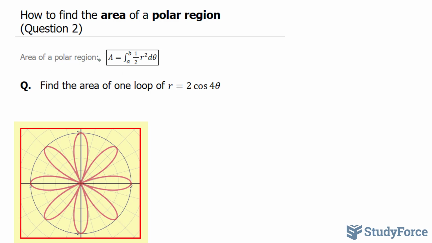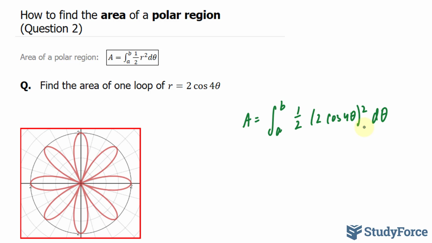We'll use the following formula where we have A is equal to the integral between a and b, which hasn't been provided for us. For the integrand, half where r is equal to the following, (2 cosine 4 theta) to the power of 2 d theta. As I mentioned, we haven't been given the bounds, but you can find the bounds by looking at this carefully.